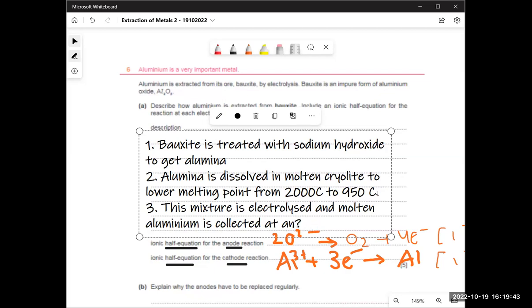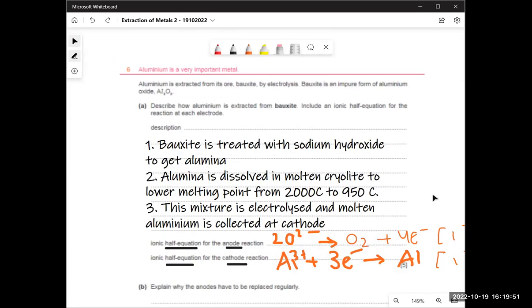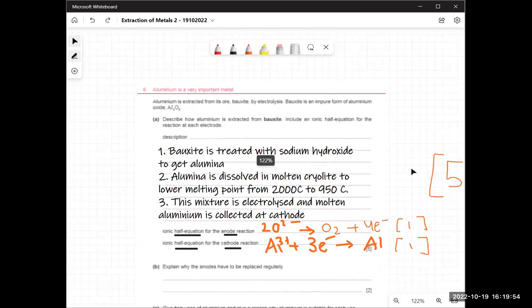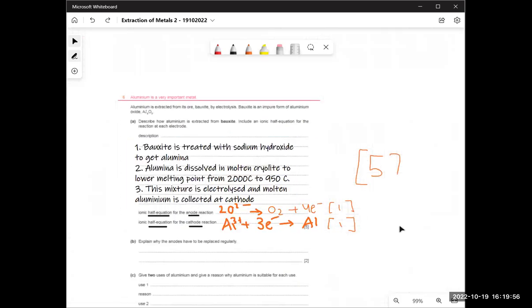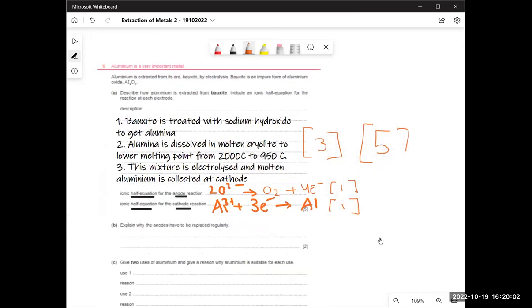Molten aluminium is collected where? At cathode. Cathode. Yeah, so that's my 3 points. First step, second step, third step. So these are 3 marks. That's 1 mark. Any questions? Any difficulty here?